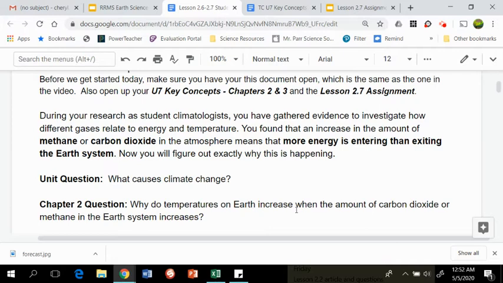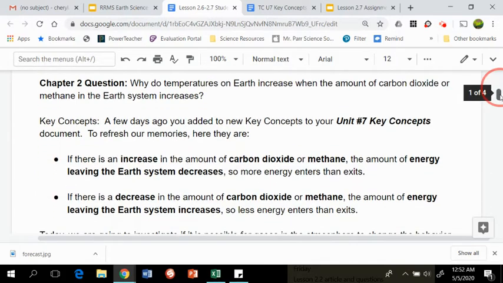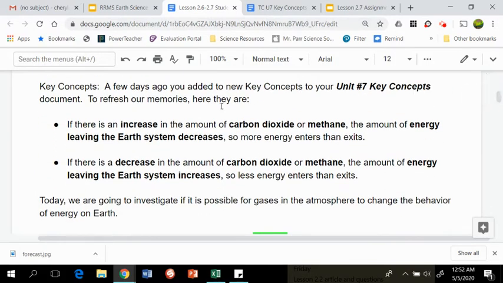So our unit question was, what causes climate change? Chapter 2 question is, why do temperatures on Earth increase when the amount of carbon dioxide or methane in the Earth system increases? So a few days ago, you added a couple of new key concepts to your Unit 7 Key Concepts document. To refresh our memories, here they are.